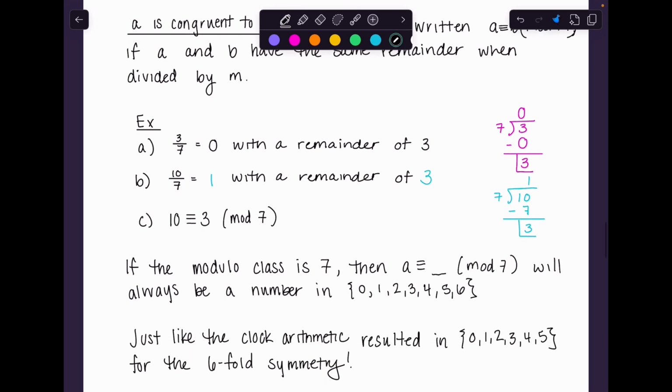So it is just like that clock arithmetic. When you had six-fold symmetry, the result was always a number 0 through 5. If my modulo class is 15, the only possible remainders are 0 through 14. So it's always going to be one less. So what we're going to do is a bunch of examples where we're going to have to fill in the blank.